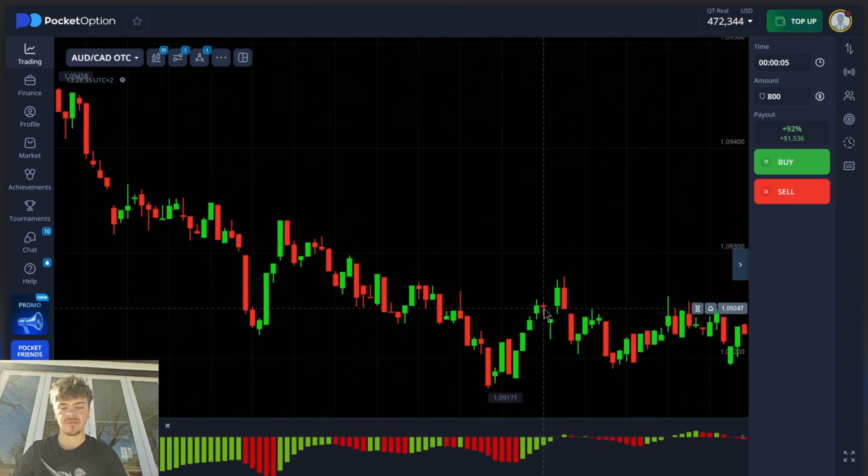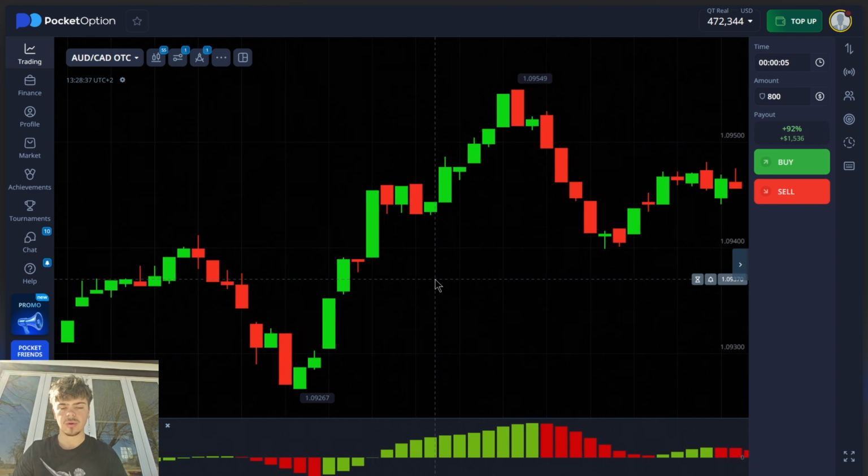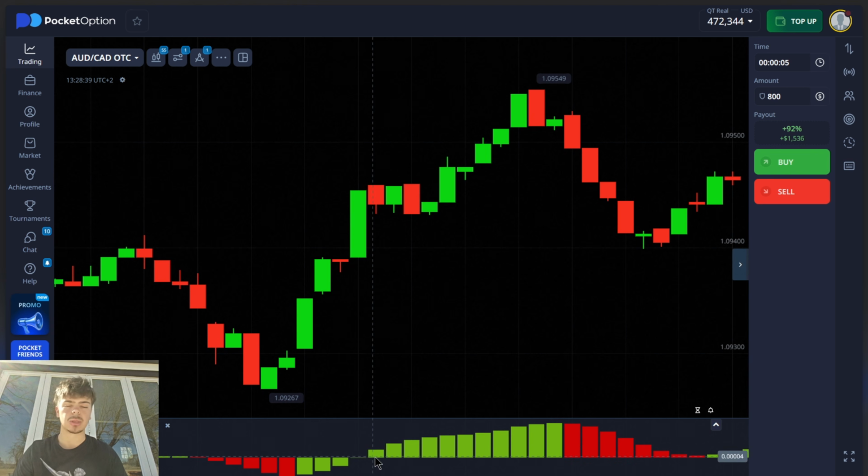For example, let's go find a good example over here. We see that these green bars start to go above the zero line. They start to increase in size. Therefore, we will take buys on each and every single one of these 5-second candles until we hit this red bar over here, because that tells us that the momentum is falling off.